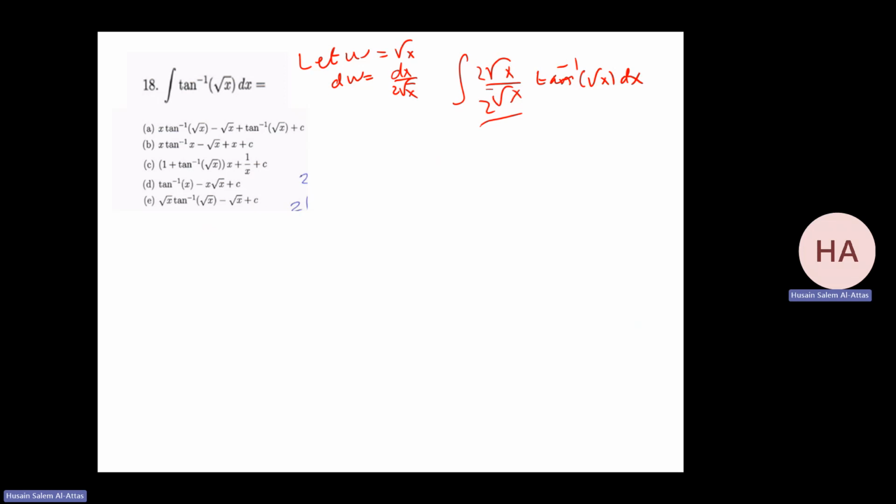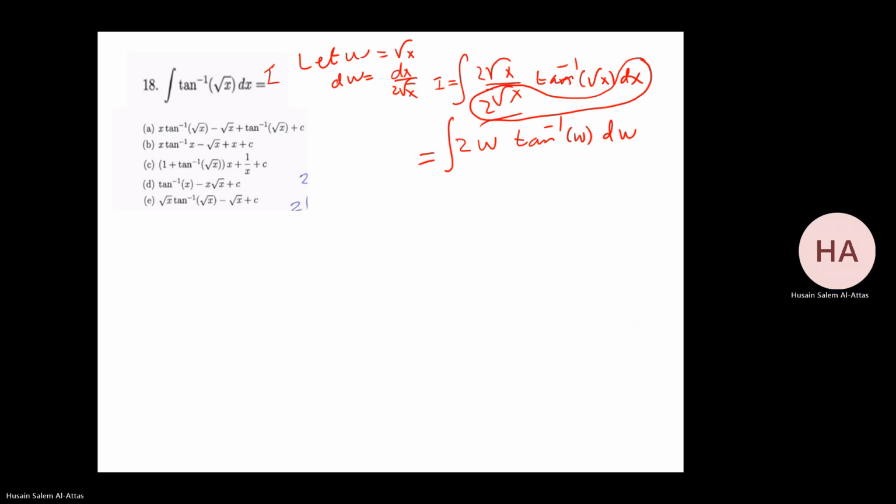So this one, this is I. So I will be what? That will be equal to 2w tan inverse of w dw, where w is the square root of x. Okay, now it's ready to do using integration by parts.